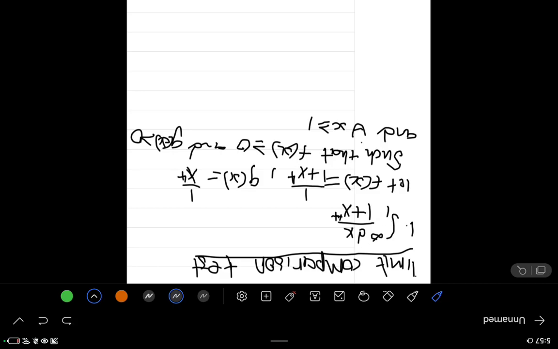The reason I'm writing these conditions is that I don't want you to cram the comparison test. I want you to know when to use it. Sometimes you find a function like this, but it's not compatible with the comparison test. You know that 1 over 1 plus x to the 4 is less than or equal to 1 over x to the 4. We agree with this one, right? Now, this is the limit comparison test. Do you agree with me here?